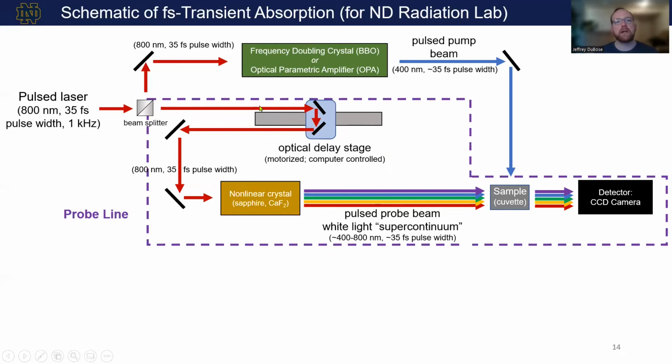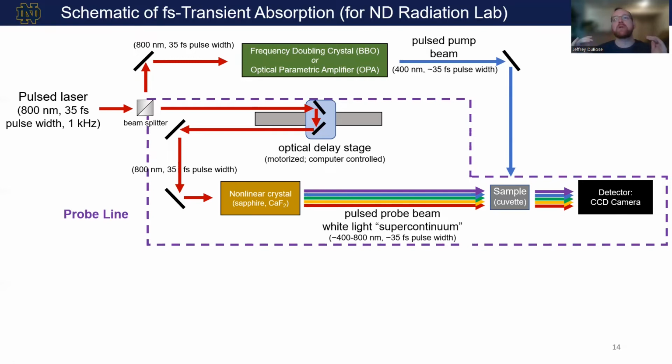For now, let's just say it hits these mirrors, goes down here, another series of mirrors, and now it's going to interact with a different crystal. In this case, it's going to be a sapphire and or calcium fluoride type crystal. Again, I won't talk about the nonlinear optics that go into what happens in this crystal, but for our intents and purposes, we have an 800 nanometer pulse that's basically monochromatic. Once it moves through this crystal and interacts with it, it's going to spread out and become a very, very broad white light probe. We call it a supercontinuum.